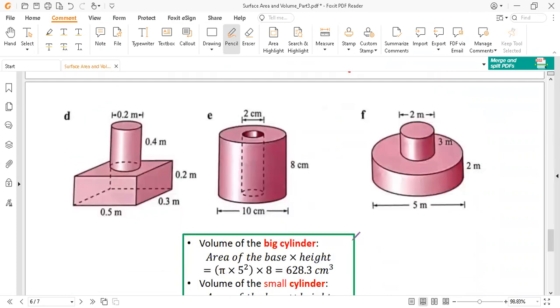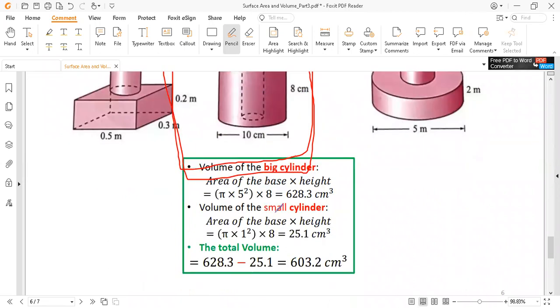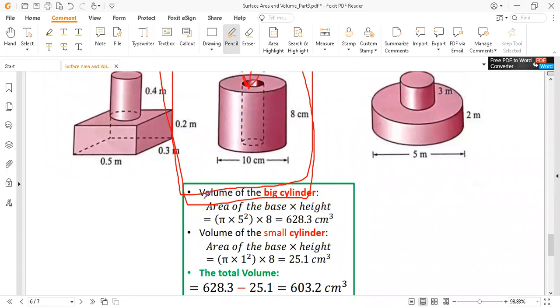I will focus in the next example on this one, because as you know, we have an empty pipe inside. So normally the volume of this composite solid is the volume of the big cylinder minus the volume of the empty region inside, because the volume doesn't include any bubbles, any empty area, so empty volume. So normally it is the cylinder minus the pipe inside, minus the volume of the small cylinder inside. So first of all, we compute the volume of the big cylinder.